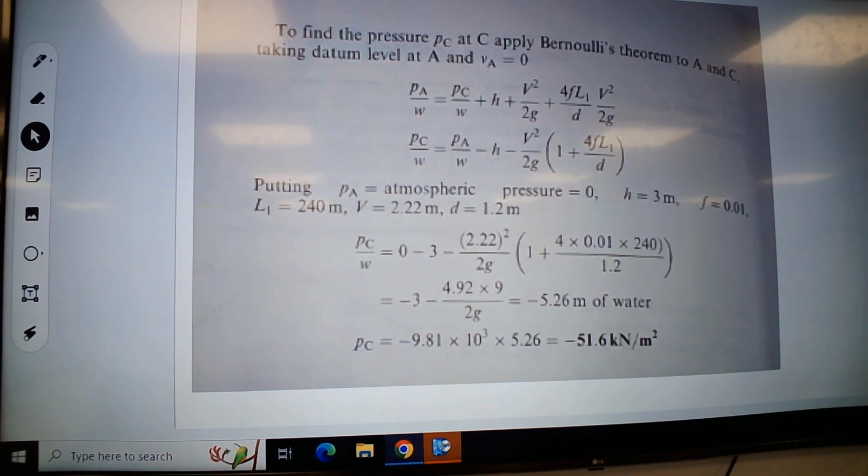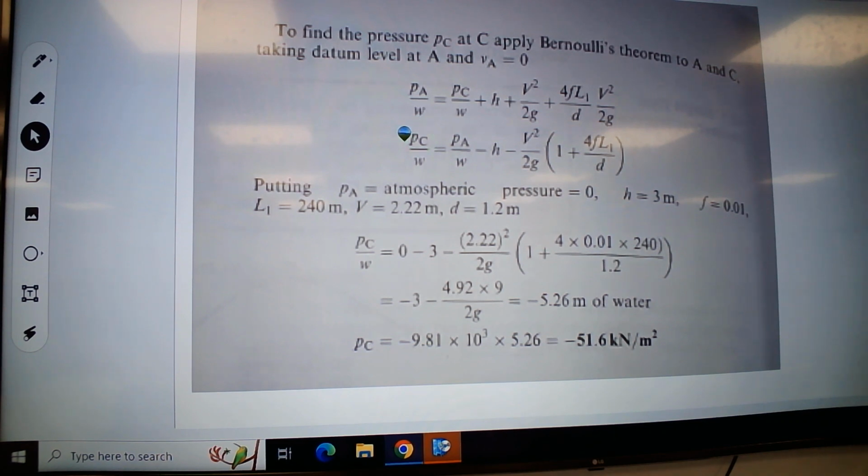Now, to find the pressure at C, we need to apply Bernoulli's equation. Bernoulli's equation is given by that, so we already have it. Energies on both sides should be equal. I need to find the pressure at C, which is the midpoint.